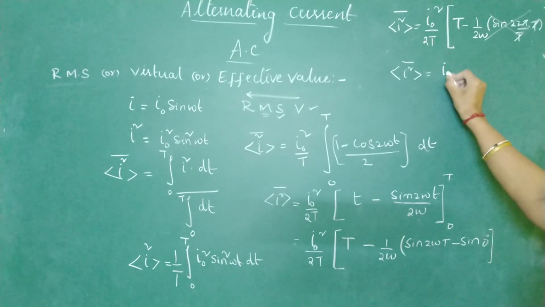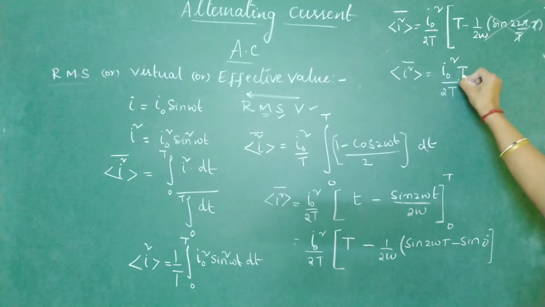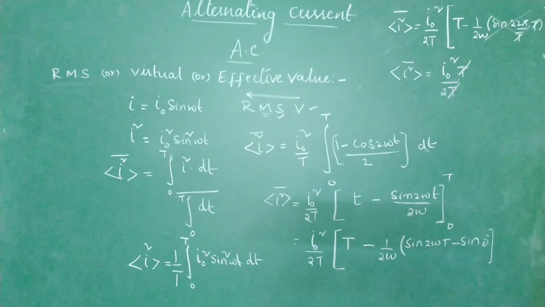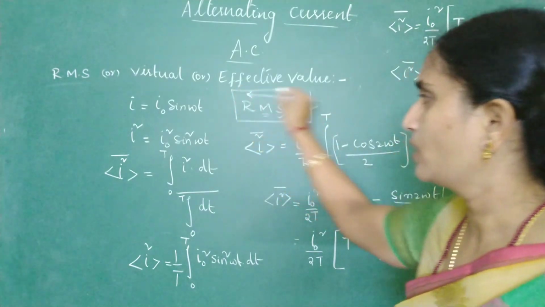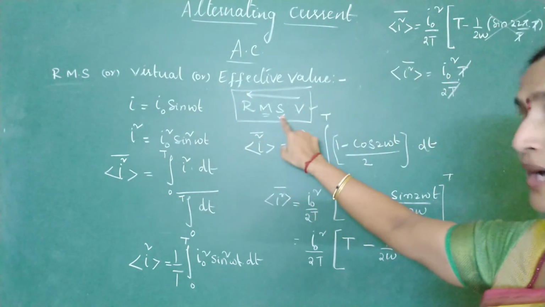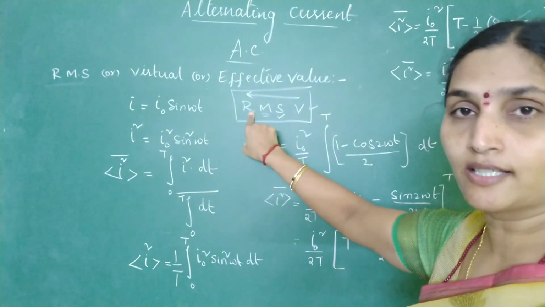I naught square divided by 2t into t. Cancel this t and t also. See, we took the value, we have gone in reverse order, squared it, got the mean. Now at last apply the square root.